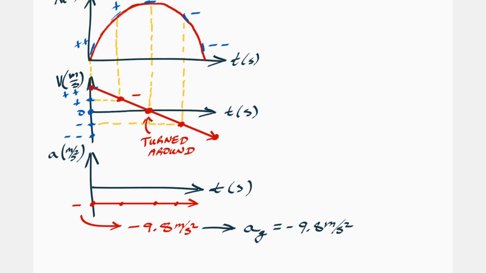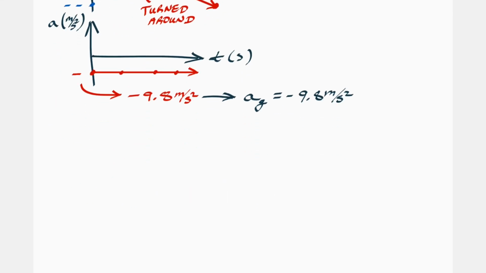Now, sometimes we use negative 9.81. Sometimes you can use even more decimals than that, but this is sufficient. Negative 9.8. Sometimes we just say that the acceleration due to gravity is negative 10 meters per second squared. Right? So it just depends. And the negative is only telling us the direction.